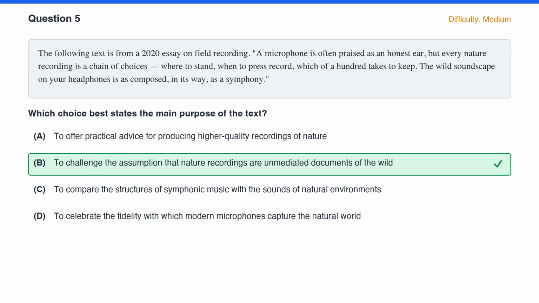B is right. The text shifts from praise to a chain of choices, ending on composed like a symphony, a direct challenge to the idea that recordings are untouched reality. Takeaway on purpose questions. Follow the pivot, that little word, but usually points straight at the author's real point.